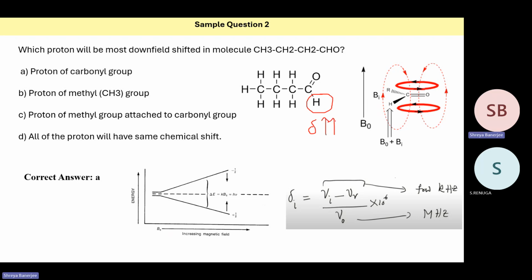Because not only is it facing the electron withdrawing effect, since O has an electron withdrawing minus I effect, but it is also additionally facing this anisotropic effect. So the most downfield shifted proton, that is the greatest delta, will be the proton of the carbonyl group. That is option A, because of this anisotropic effect. If this was a benzene ring, we would have called it the ring current effect. Because it is C double bond O, we are calling it the anisotropic effect.